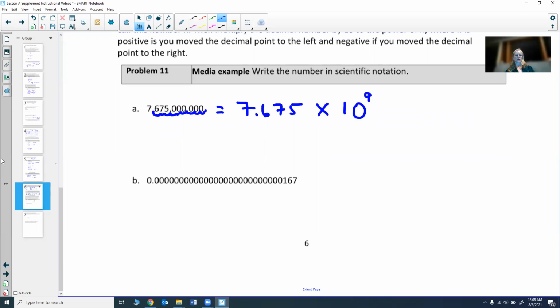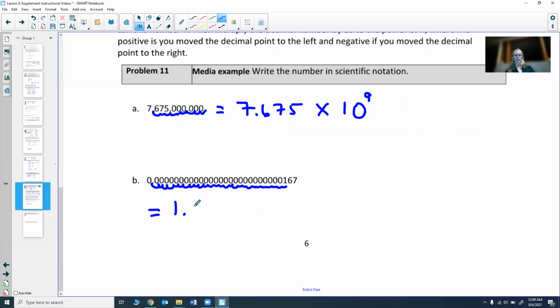Now let's take a very small number, 0.000 and so on, with a long string of zeros before the first nonzero digits. So the first thing we're going to do is take this decimal point and move it 1, 2, 3, 4, 5, 6, 7, 8, 9, 10, 11, 12, 13, 14, 15, 16, 17, 18, 19, 20, 21, 22, 23, 24, 25, 26, 27 places.